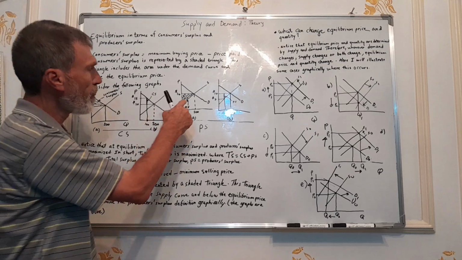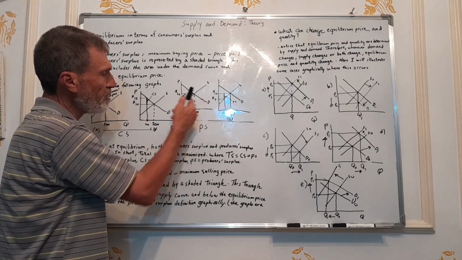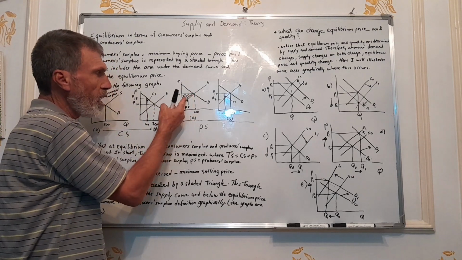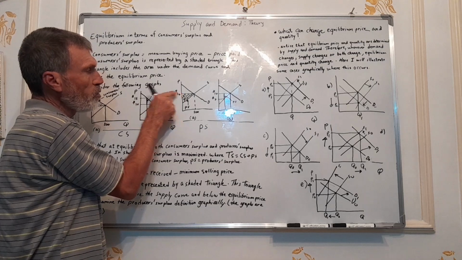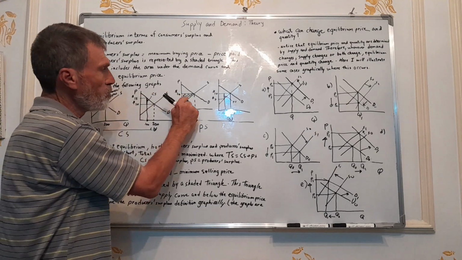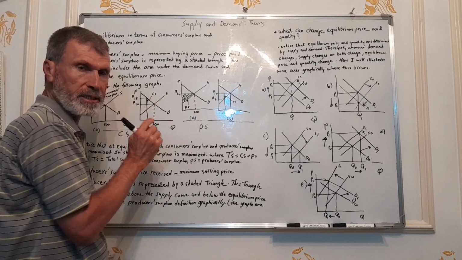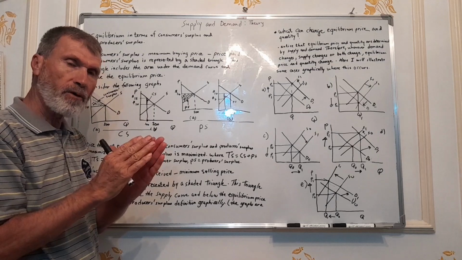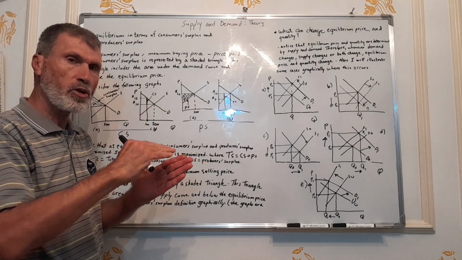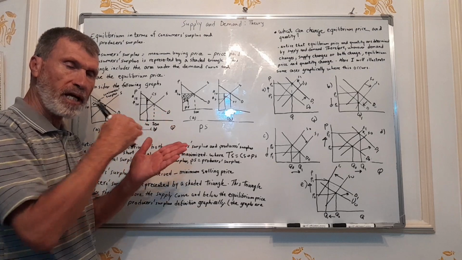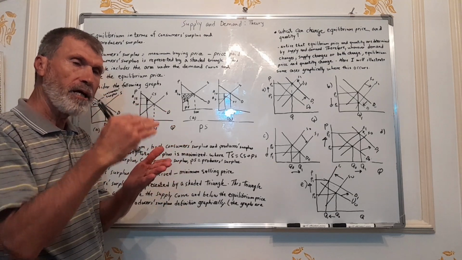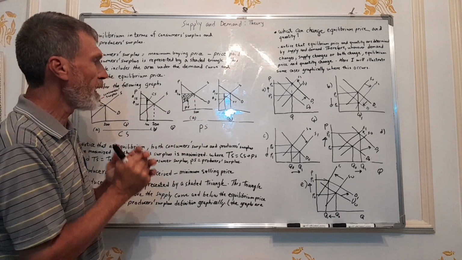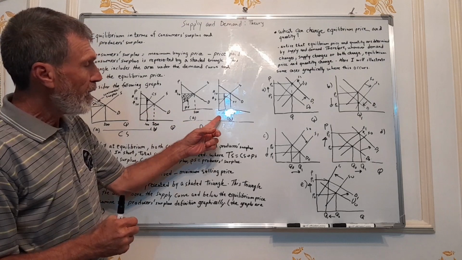As you can see over here, this is the supply curve and this is the demand. I said it's represented by the triangle area above the supply and below the equilibrium price. This is the producer surplus. This is the opposite of the consumer surplus, which is the triangle area below the demand and above the equilibrium price. Here, the producer surplus is the triangle area above the supply and below the equilibrium price.